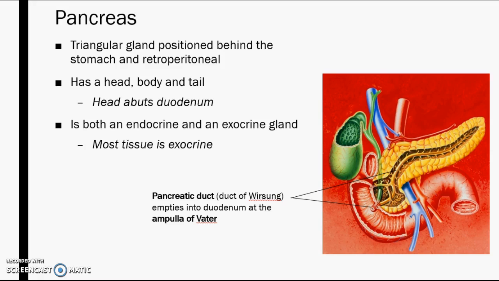And the head abuts the duodenum, just to give you an idea about position. It is both an endocrine and exocrine gland. Most of its tissue is exocrine in nature, meaning its largest function is digestive. However, it does have a major endocrine function in the body. And labeled in this pancreas, you see the pancreatic duct, or duct of Wirsung, empties directly into the duodenum at the ampulla of Vater.